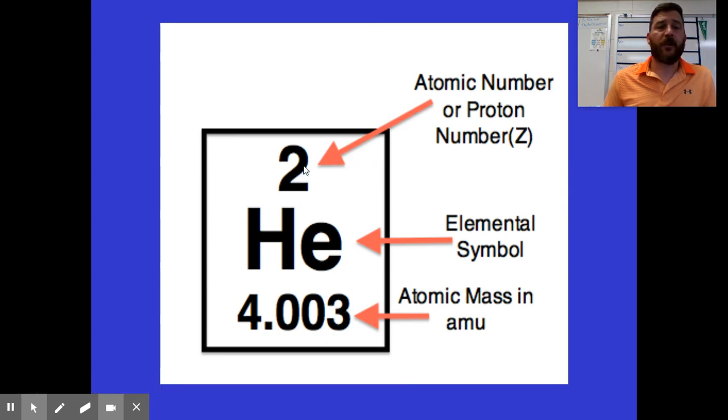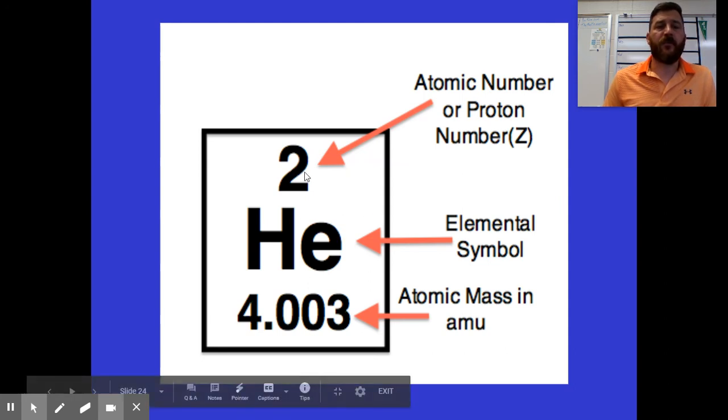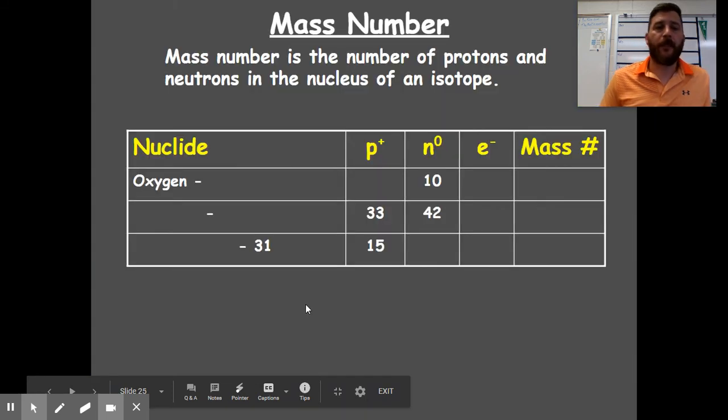So yeah, atomic number is 2. Number of protons is 2. Helium is going to have 2 neutrons because I did 4 minus 2. And its atomic mass is 4.003.